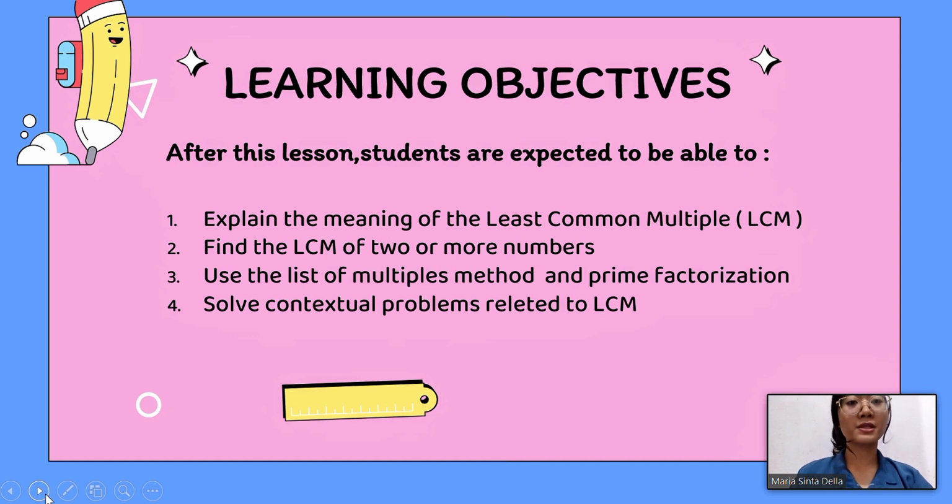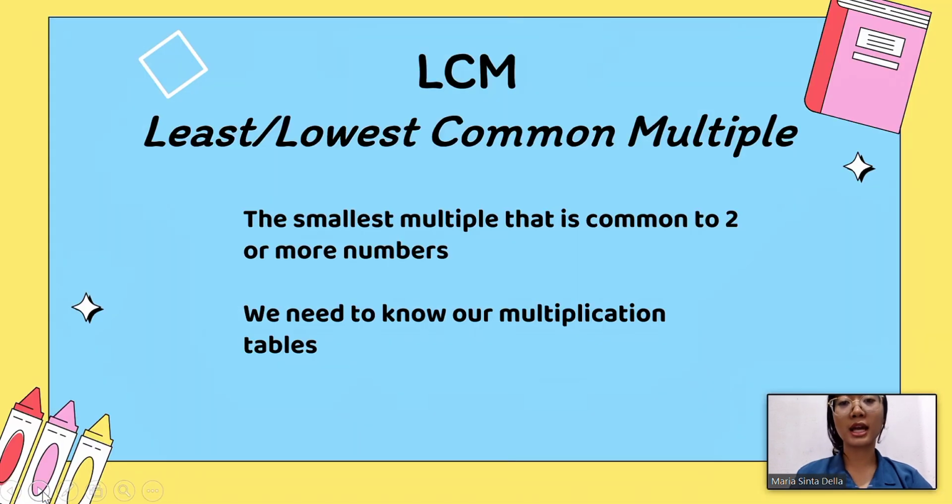Next, learning objectives. After the lesson, students are expected to be able to: 1. Explain the meaning of the least common multiple, or LCM. 2. Find the LCM of two or more numbers. 3. Use the list of multiples method and the prime factorization. 4. Solve contextual problems related to LCM. Okay, next.